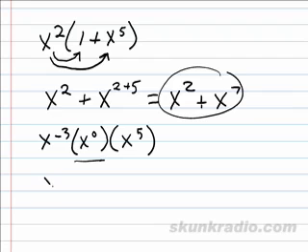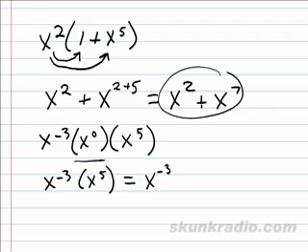So I'll rewrite this as x to the minus 3 times x to the 5th. And that's going to be x to the minus 3 plus 5, or x squared.